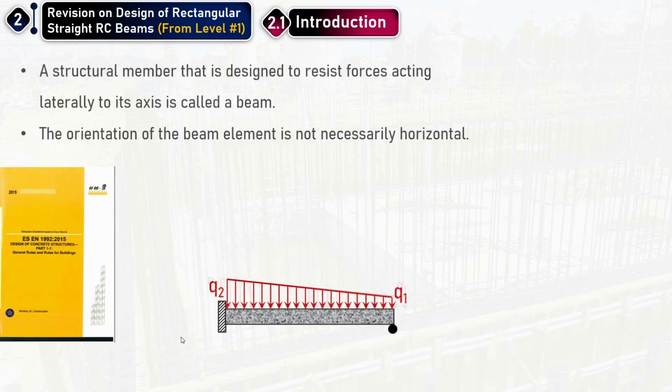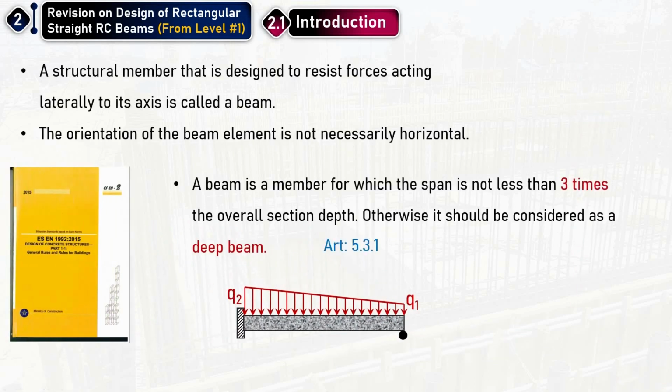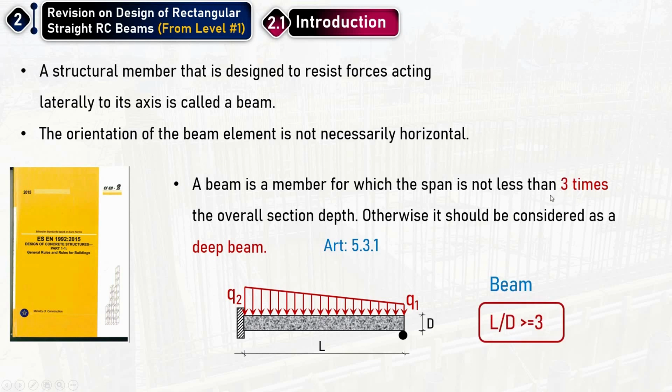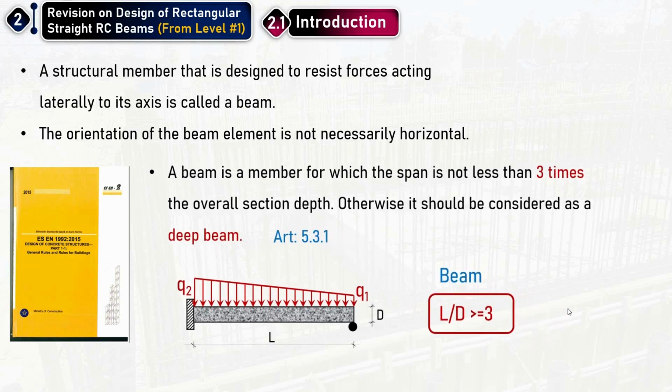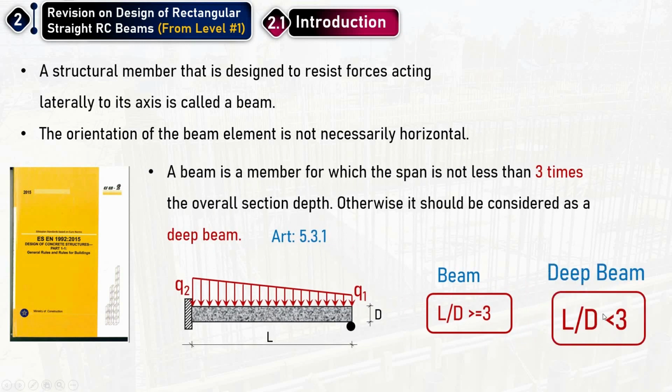Now the classification as per the Ethiopian code as well as the Eurocode is as follows. If an element has a length to depth ratio less than 3, we call it a deep beam. However, if it's greater than or equal to 3, it will be a beam. Beams must have a length divided by the depth of the beam greater than or equal to 3; otherwise we will call it a deep beam. The deep beam concept is not in the coverage of this course. It is an advanced course and an advanced concept. However, we are going to deal with the beam that we know.